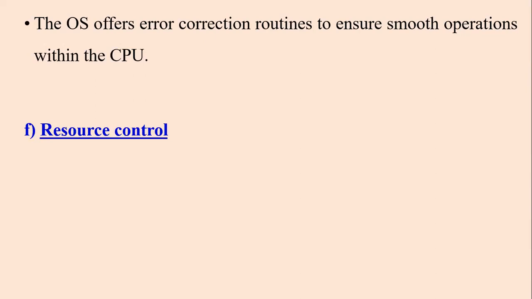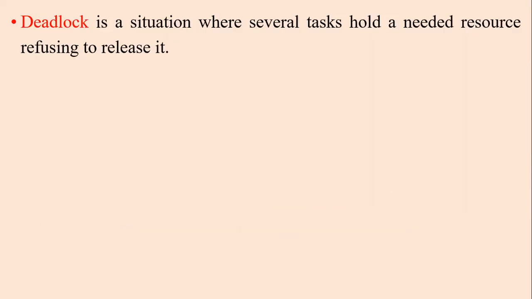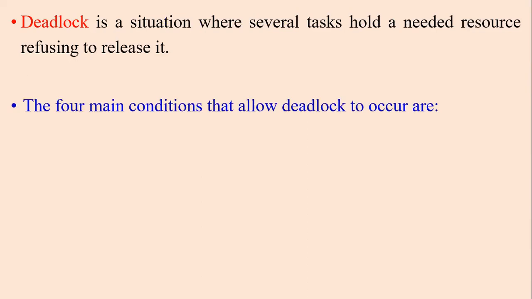Resource control is the other function. This is determining which task uses a particular resource and at what time, so as to avoid a particular task from holding an indefinite resource and refusing to release that resource for use by another task. Deadlock is a situation where several tasks hold a resource, refusing to release it.